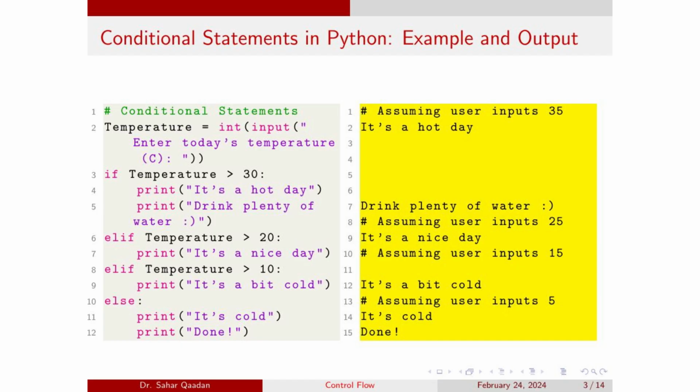Now we see a full example. First, the program asks the user to enter the temperature as an integer. Then it checks conditions in order. If temperature is above 30, print hot day and also drink water, else if above 20, print nice day, else if above 10, print a bit cold, else print cold. Finally, it prints done. Important idea: only one branch runs in an if-elif-else chain. Python stops at the first true condition.